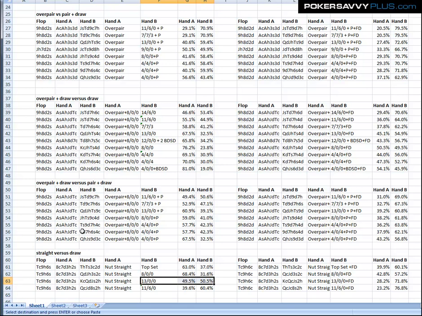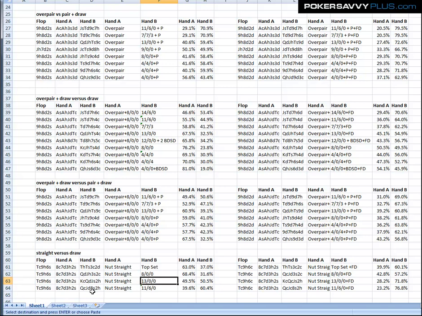But you see here, the main cause of this is that a 13 wrap actually only has 11 outs against the nut straight because there's two blockers in the nut straight hand. But all 11 of those outs are completely pure. As soon as you hit one, it's a guaranteed win. There's no redraw for the flop nut straight, and the same thing is happening with the 17 wrap.